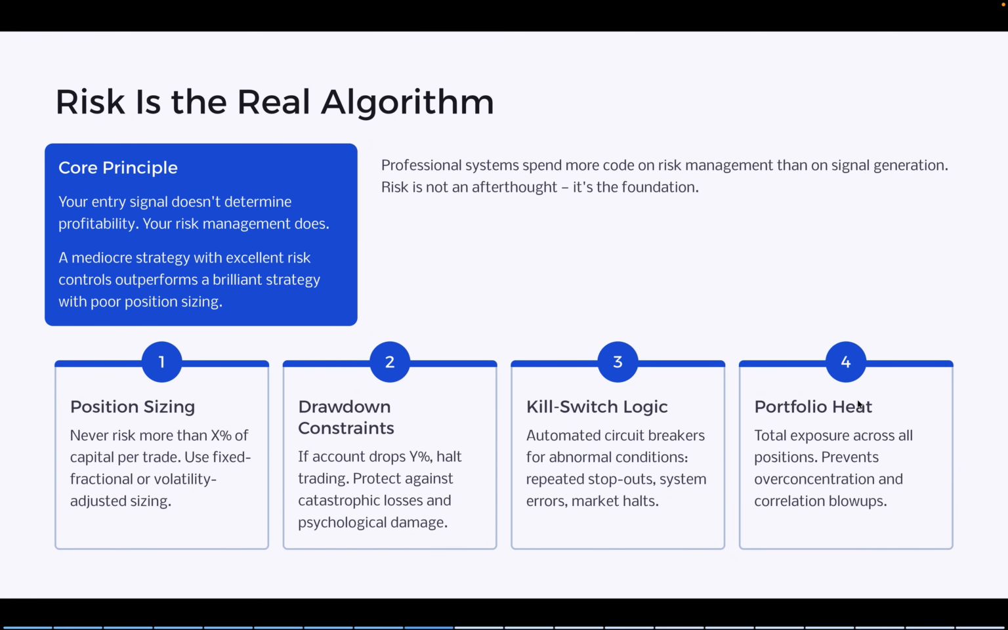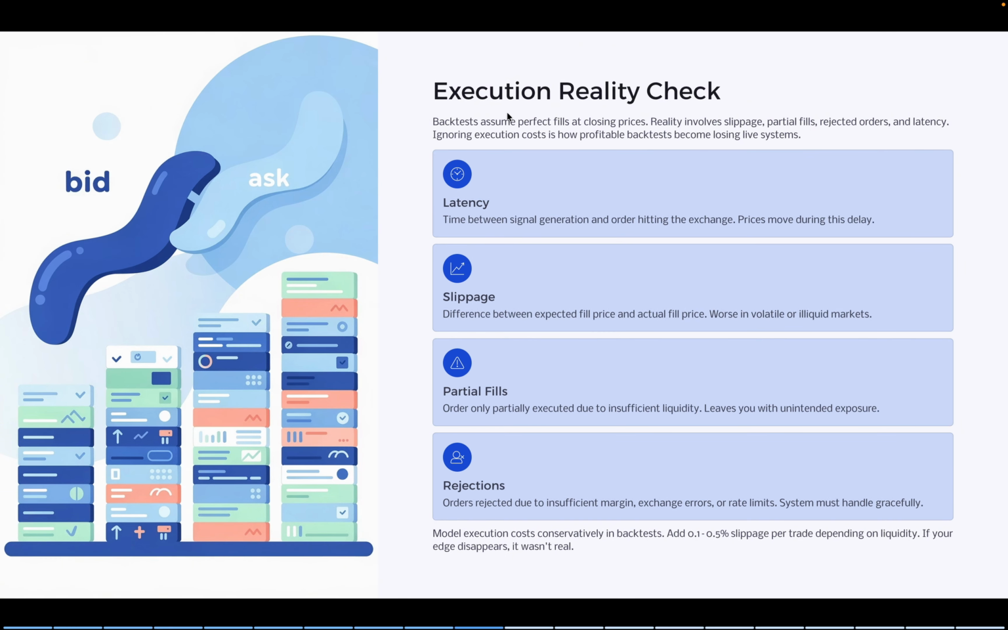And then you have portfolio heat. So this is like a heat map. It tells you the total exposure across all positions, and this prevents overconcentration and correlation blowups. Okay. Then execution reality check.